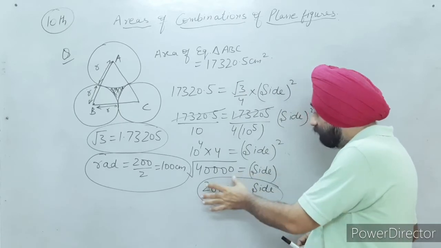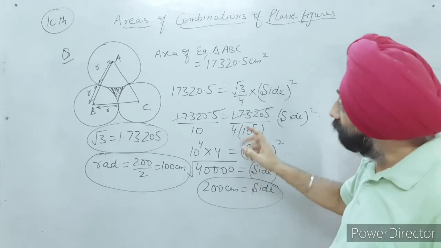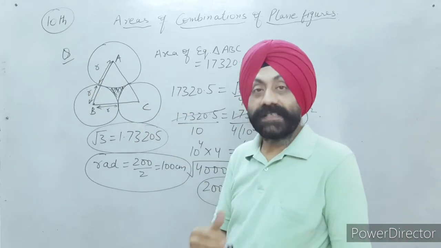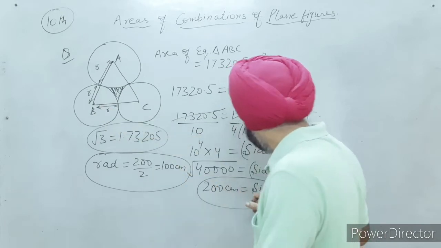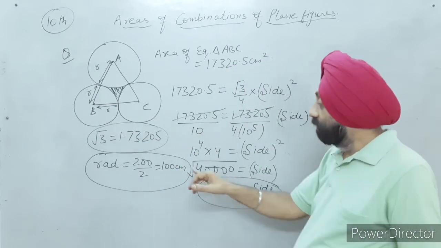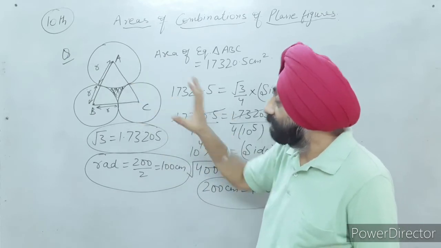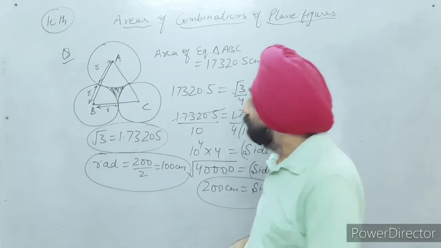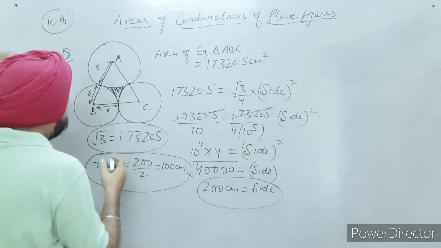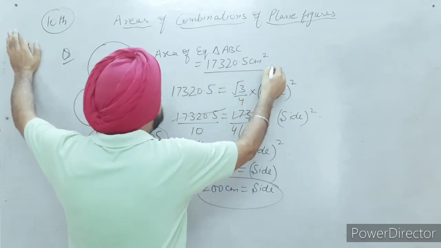We calculated the side. Side comes out to be 200 centimeter. Okay? From this we get the radius. It is given that the radius is half of the side of this triangle. If the side is 200, then the radius becomes 100 centimeter. We get the radius of this circle. Now I need the area of the shaded region. It's very simple now. I have the area of the triangle. It is given to us.